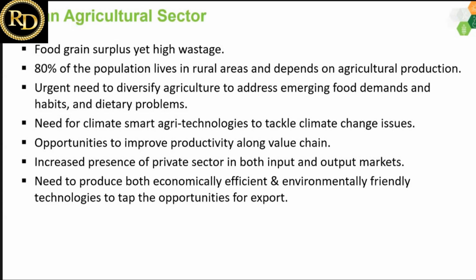So there is an urgent need to diversify agriculture to address the emerging food demands, habits, and dietary problems. Jyoti Singh was telling about the dietary problem, because we don't know what food we have to take to reduce many health problems like diabetes or cholesterol. Mostly dietary problems and food habits, lifestyle, and the need for climate smart agriculture technologies to tackle climate change issues and opportunities to improve productivity along the value chain.